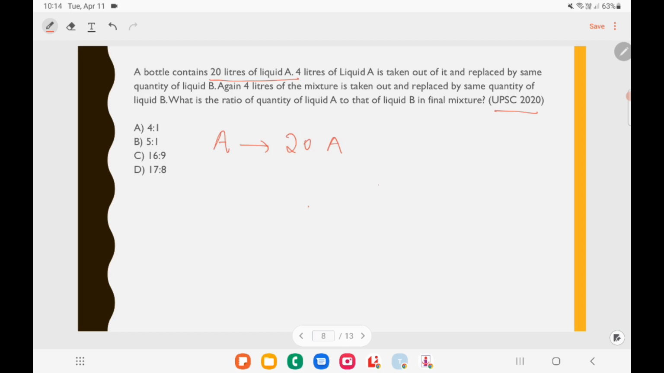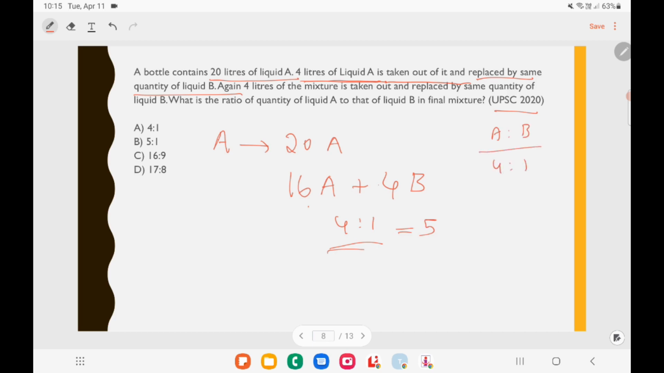Okay. And 4 liters of liquid A is taken out. So it is becoming 16 liters of A. 4 is taken out, and it is replaced by the same quantity of B. That means 4 liters of B is added. So now the bottle is having 16 liters of A and 4 liters of B. So the ratio is 4:1. Right? 16:4, if you are dividing by 4, it is becoming 4:1. If you take the sum, 4 plus 1, it is 5. So just remember A is to B is 4:1.